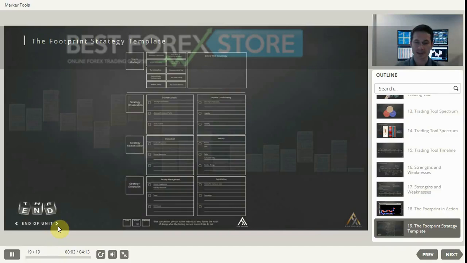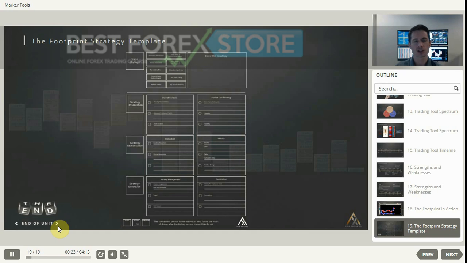I hope now through seeing that example in action that you really get a feeling for how the footprint works and how it rotates as the markets are moving live. We've come now towards the end of Unit 1 and I'm going to just briefly introduce you to the template we're going to be utilizing throughout Units 6 to 15.